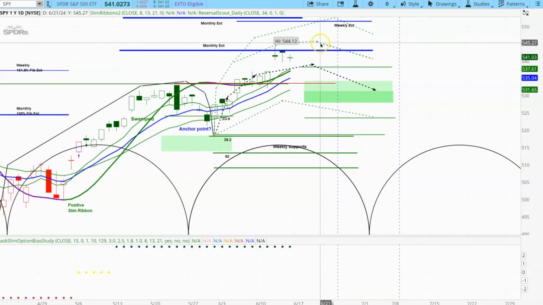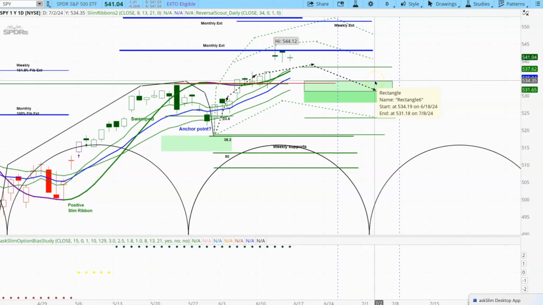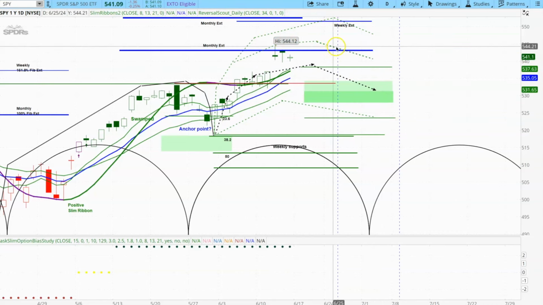So this is that area that we think is going to be very difficult to move up through. And this is a corrective period in here that we think will bring it down into this middle support area. So this support right over there is around 534. This is at around 531. And that's pretty reasonable to get a correction into out towards the end of June, beginning of July.